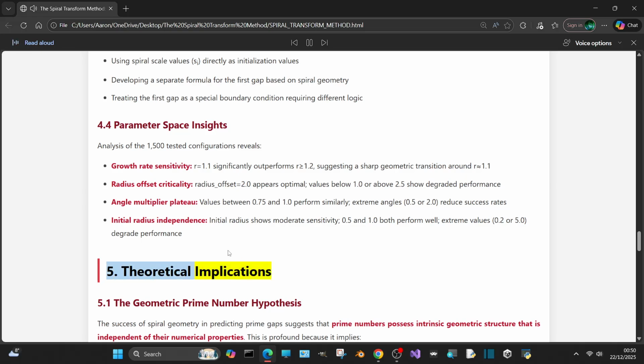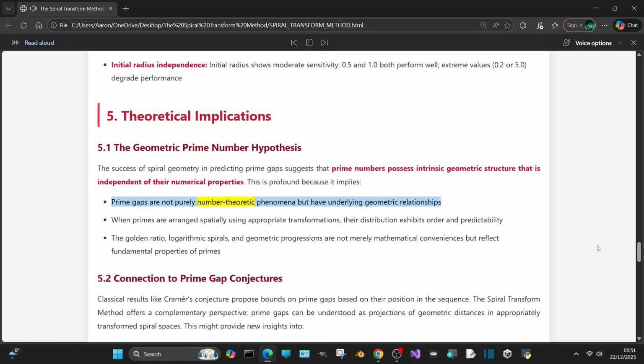Five. Theoretical implications. 5.1 The geometric prime number hypothesis. The success of spiral geometry in predicting prime gaps suggests that prime numbers possess intrinsic geometric structure that is independent of their numerical properties. This is profound because it implies prime gaps are not purely number-theoretic phenomena, but have underlying geometric relationships. When primes are arranged spatially using appropriate transformations, their distribution exhibits order and predictability.